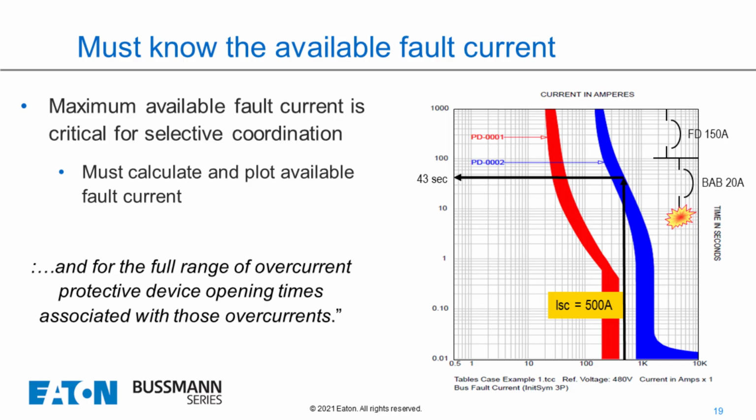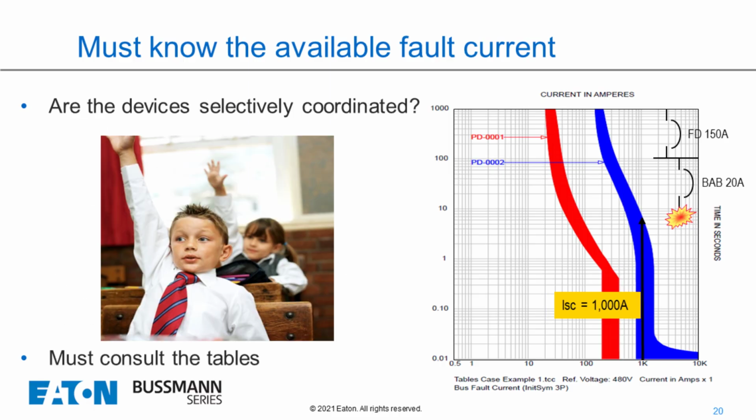Now, what happens? That's a 500 amp fault. What happens when we get a 1,000 amp fault? Now, are they selectively coordinated? Well, it's tough to tell on the time current curve. So when I did my fault calculation, I calculated 1,000 amps for the available fault current.